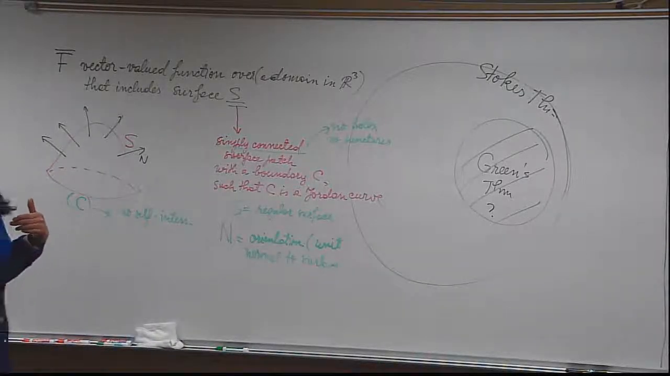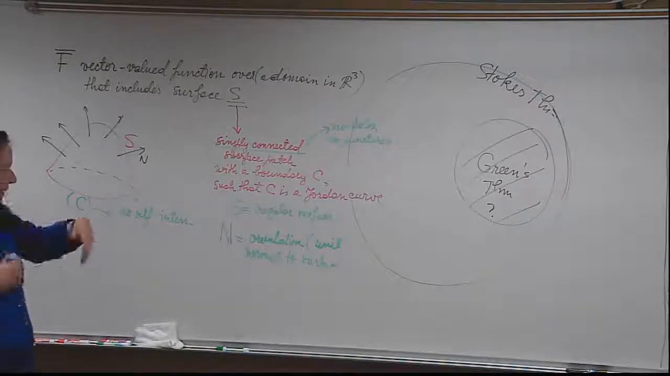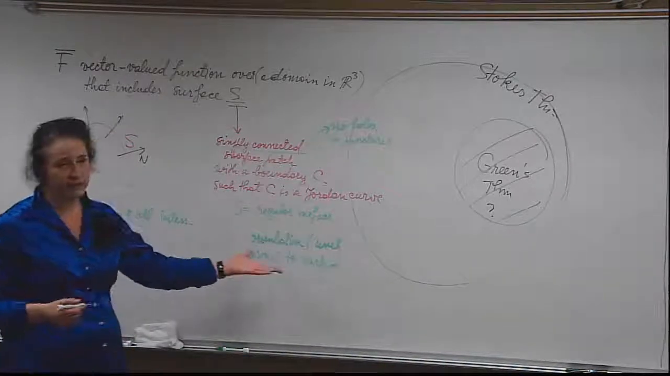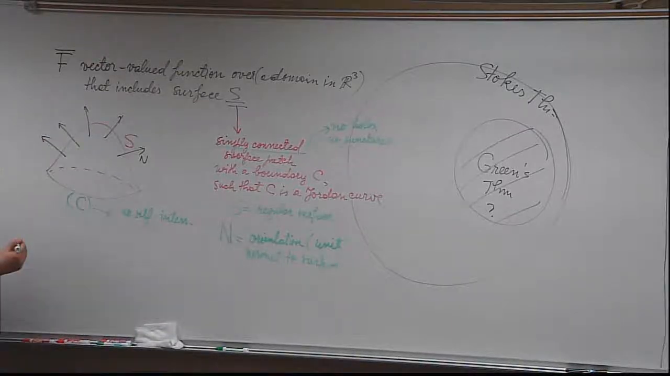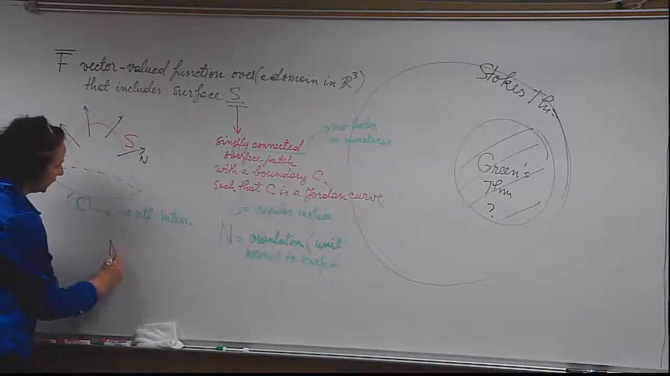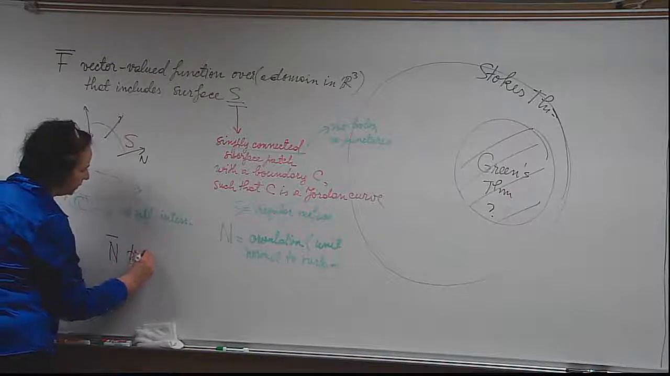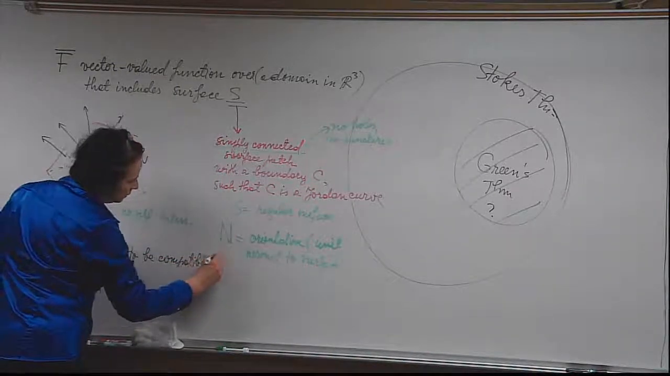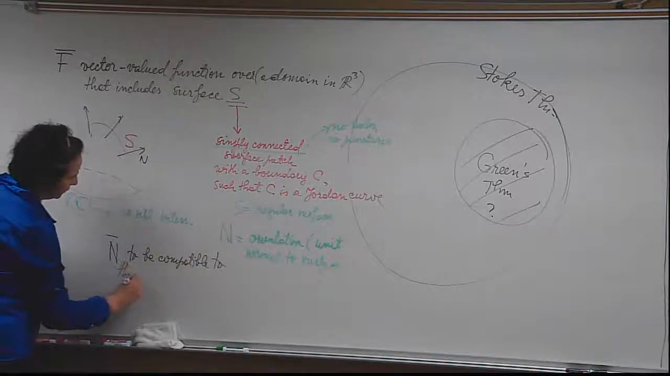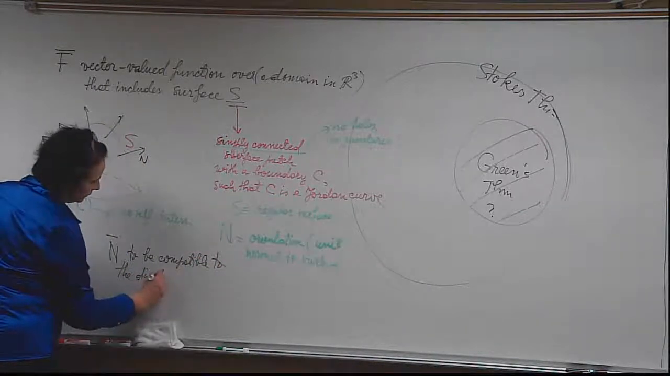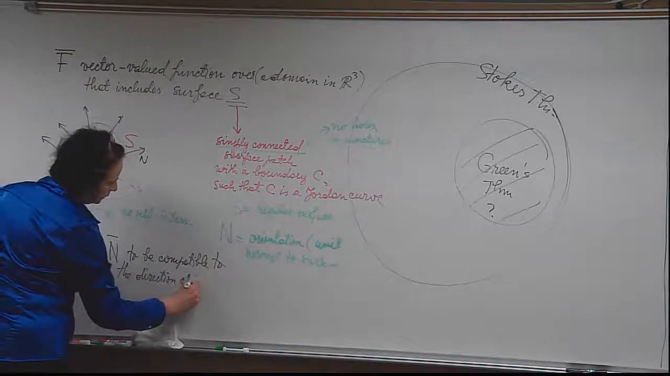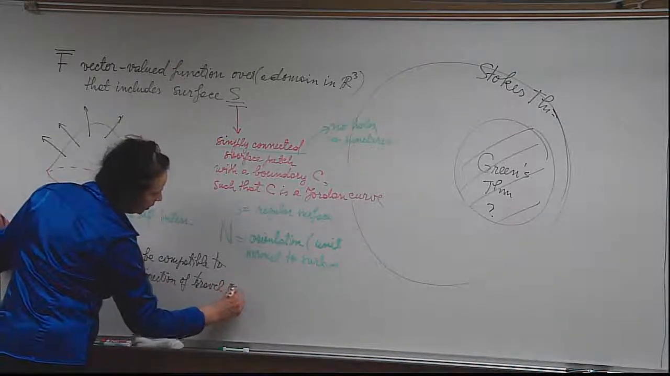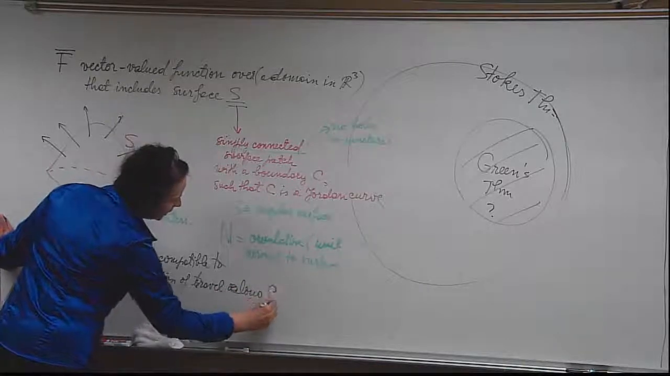So if the surface is regular, I can parameterize it as an immersed surface, then n will exist as an orientation. I want something more. I want the n orientation to be compatible to the direction of travel, along C.